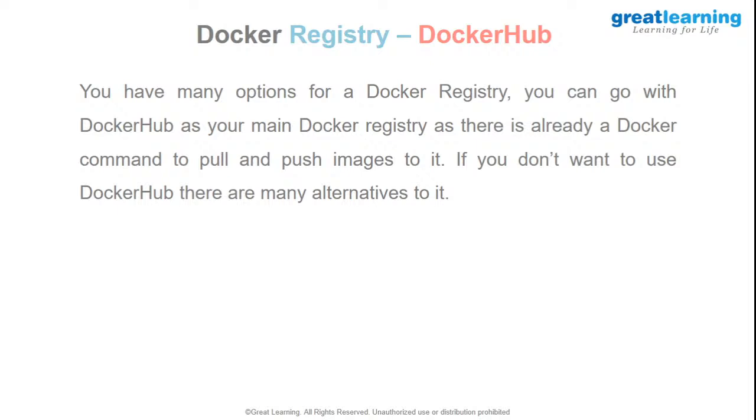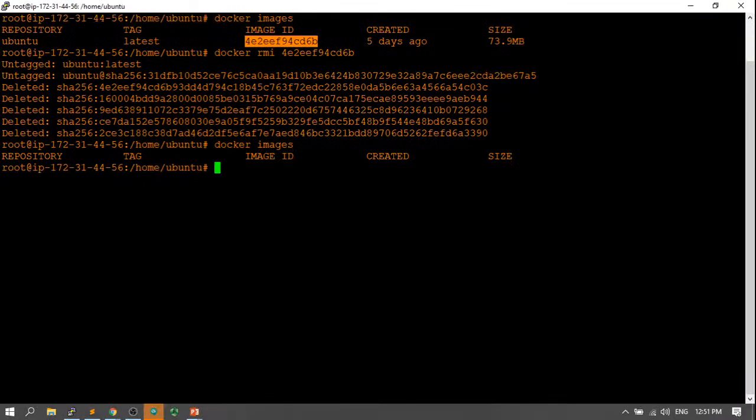So you have many options for Docker registry. You can go with DockerHub as your main Docker registry, as there's already a Docker command to pull and push the images. If you don't want to use DockerHub, there are many alternatives. DockerHub is basically the official Docker registry. If you want to set up your own Docker registry, you can do that. The thing is that many people prefer DockerHub because there are already proprietary commands for it.